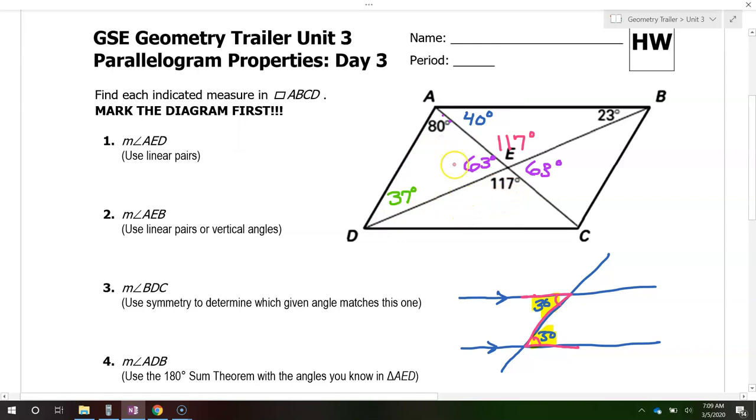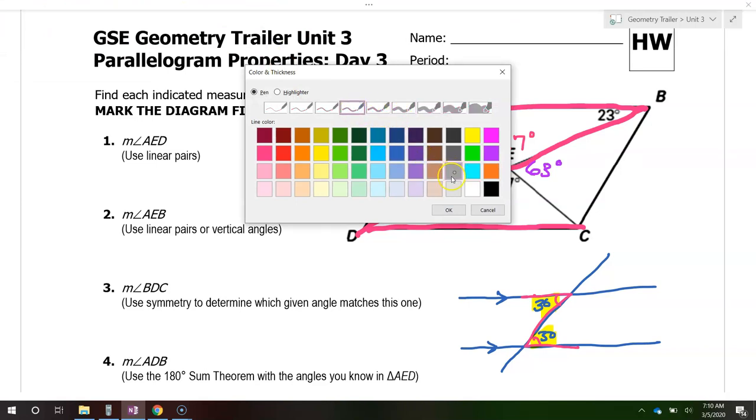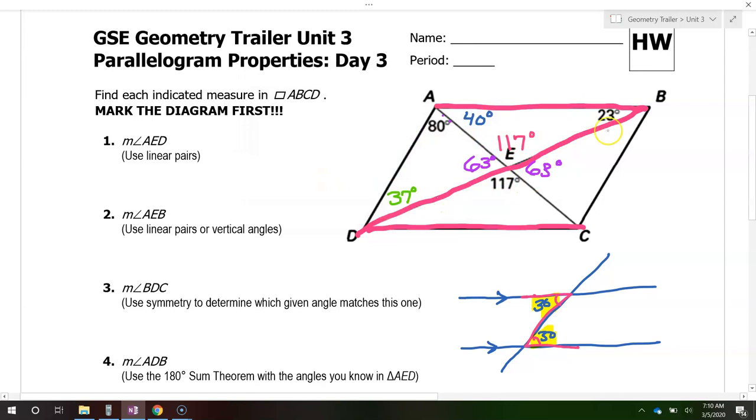Okay, so for example, because this is a parallelogram, I know that these two sides are parallel. Okay, now if I draw the diagonal as well, you can see the Z that is formed. The corners of the Z are alternate interior angles, so they should be congruent. So the 23 that you see, okay, so you see the 23 right here in one corner of the Z, should be congruent with the other corner of the Z. So this should also be 23 degrees.